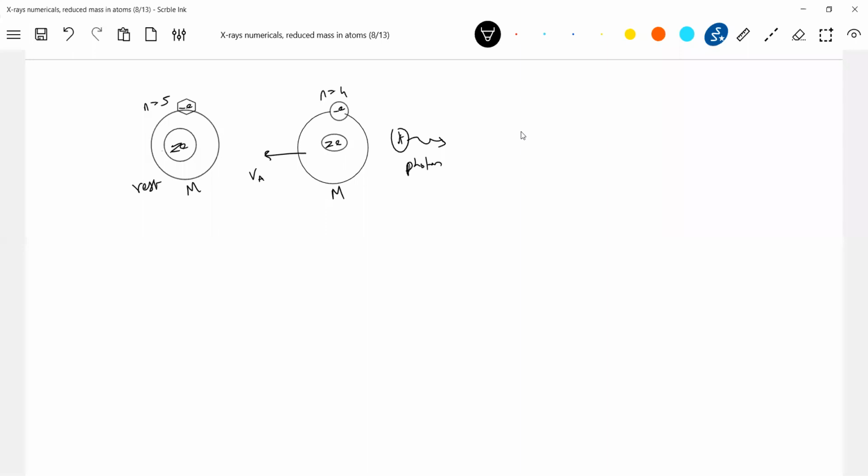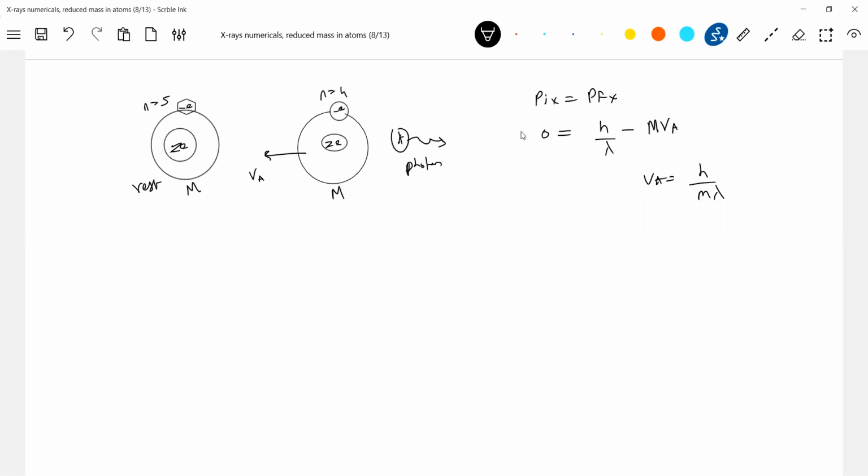So let's apply the conservation of linear momentum. Initial momentum equals final momentum. Initial momentum is 0. Final momentum is the momentum of the photon, h by lambda, plus the momentum of the atom, mass of atom into velocity of atom. So what is the velocity of the atom? It should be equal to h by m lambda. So what is lambda? We don't know. How to calculate lambda?